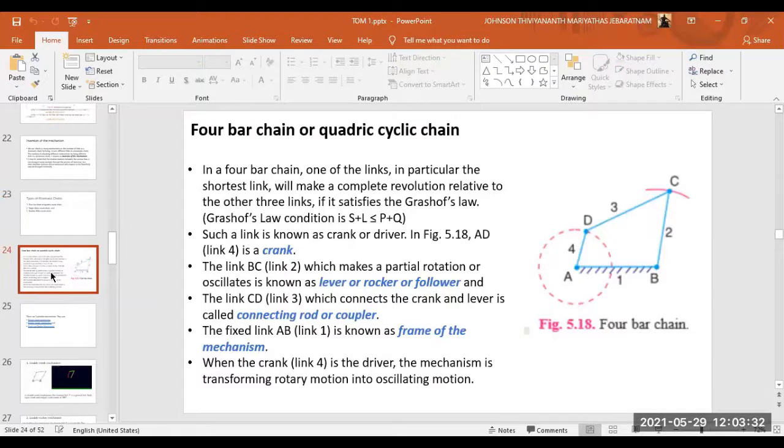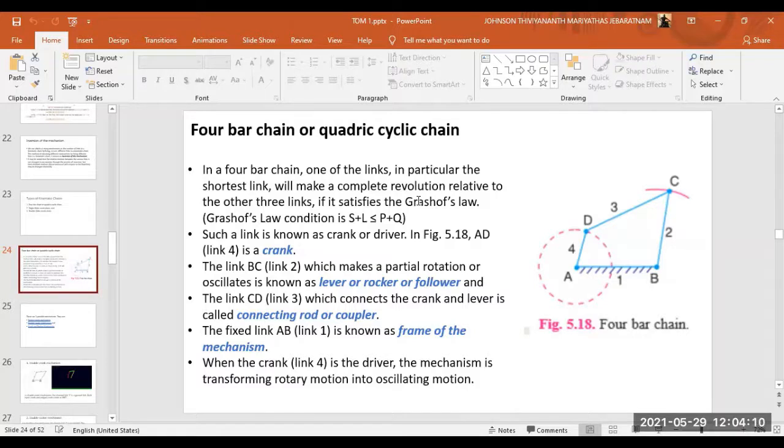That is the 4-bar chain or quadric cyclic chain, right? In a 4-bar chain, one of the links, in particular the shortest link. So if you consider this as a 4-bar link, this is the shortest link. This is the longest link, and these two are the two other links. So we are going to form a formula. One of the links, the shortest, will make a complete revolution relative to the other three links.